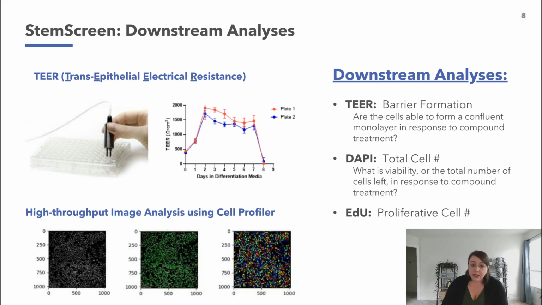We can also look at total cell number. So this helps us answer the question of what is the viability or the total number of cells left in response to compound treatment. So the way we do this is on the very bottom. We can use high throughput image analysis using open source software called CellProfiler. The bottom left image, the black and white one, is the image that we get off of the microscope. The image in the middle has green dots in all of those cells. And this is how the imaging software is able to quantify those cells. And on the right is what I like to call a confetti plot, which is going to just randomly color the cells, the cell nuclei, so you can generally see how many cells are left.